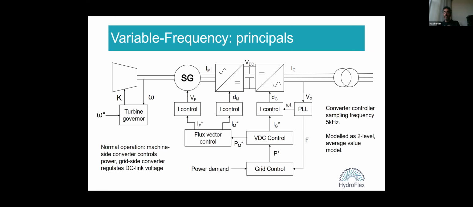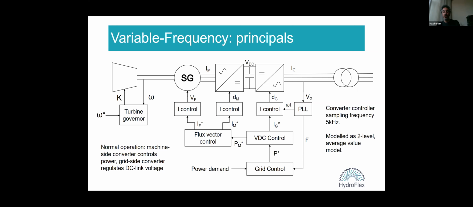When you're running the thing normally, the machine side converter controls the power, and the grid side converter regulates the DC link voltage. This is because the machine side converter is the slower of the two. You have a much higher inductance in the machine. So this just ensures that you're not drawing power from the grid side converter faster than the machine side converter can provide it.